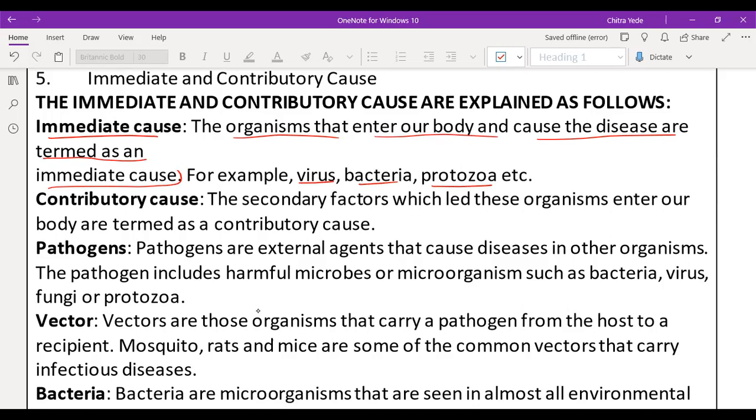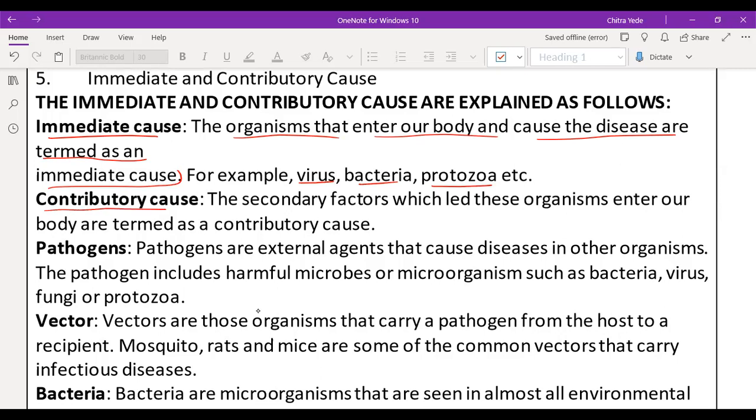Generally they cause loose motion and vomiting, a kind of disease called diarrhea, which is very fatal because the body gets dehydrated. Due to dehydration, the heart rate of the person may become very fast due to the lack of fluid in the body and may cause the death of the person. So it is nothing but the immediate cause of the disease.